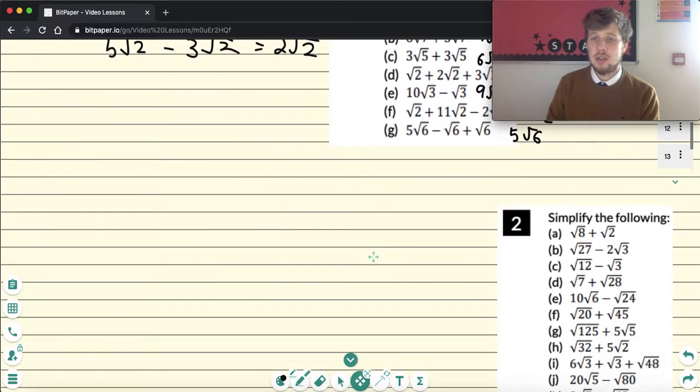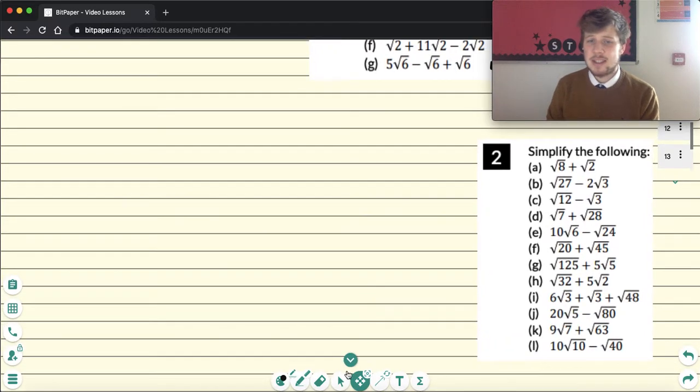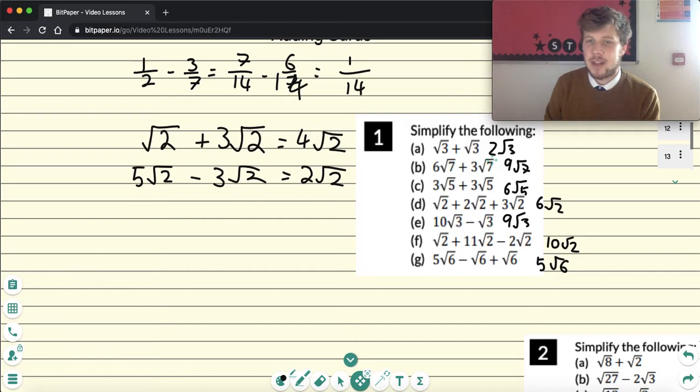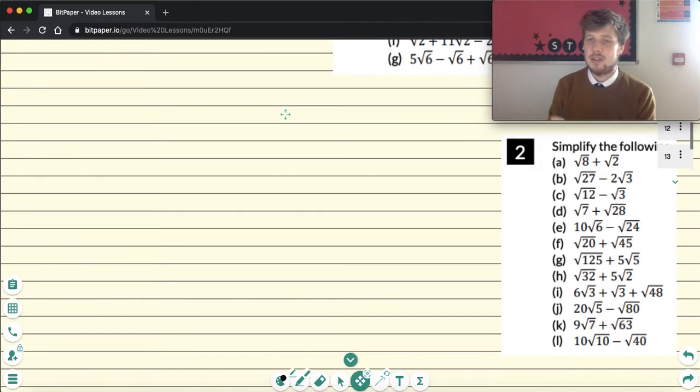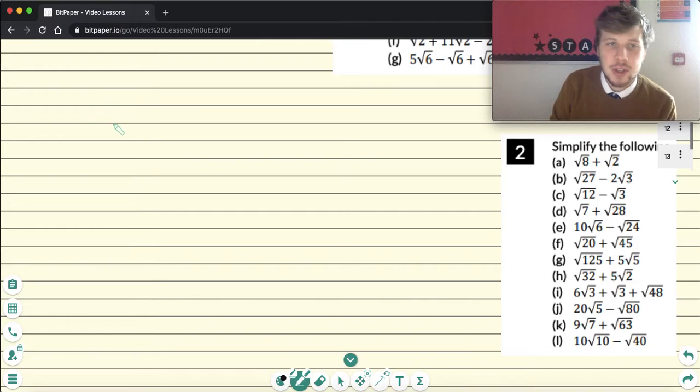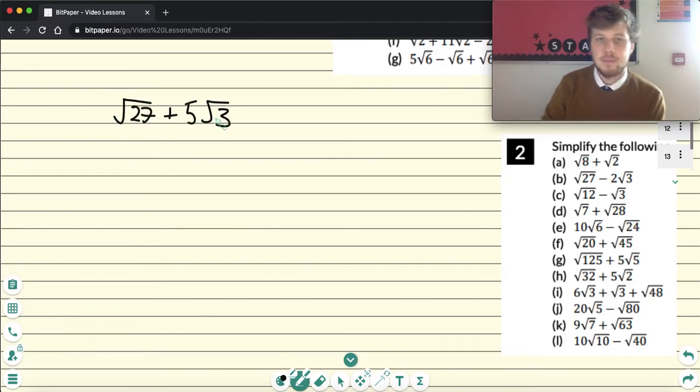What we're going to move on to then is how we can simplify surds which don't have the same sort of value under the radical. Every single question we looked at here had the same value under the radical, so we could collect the same amount of lots. Now we're going to have to think about our fractions example, where we have to mess with our surd to make it a similar thing. So this question I'm going to go through is root 27 plus 5 root 3.